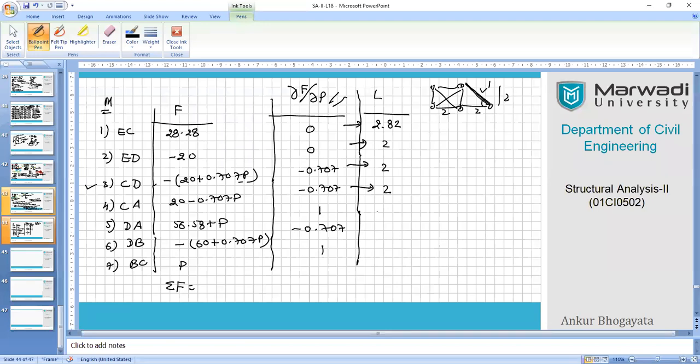Now DA or AD. That is diagonal, so naturally it will be 2.82, right? That is DA considered. Now DB, it is 2 meter, I think. And BC, of course, it is a diagonal. So BC will be 2.82.